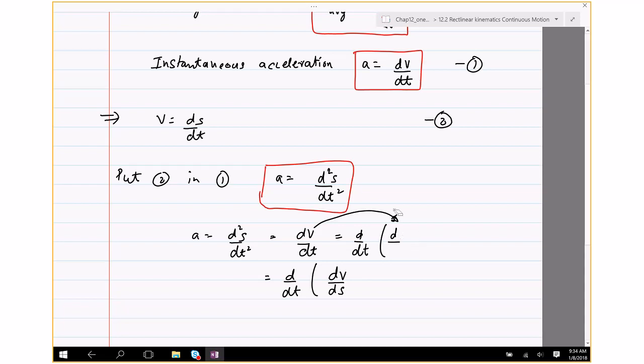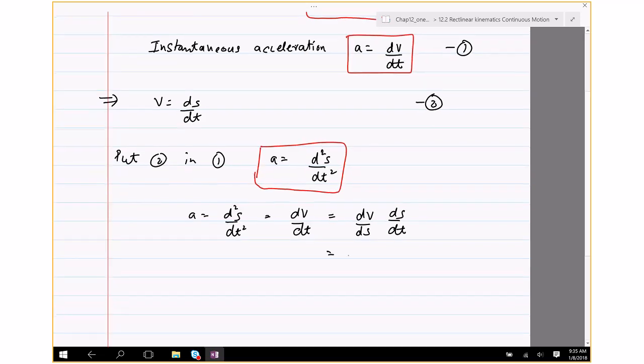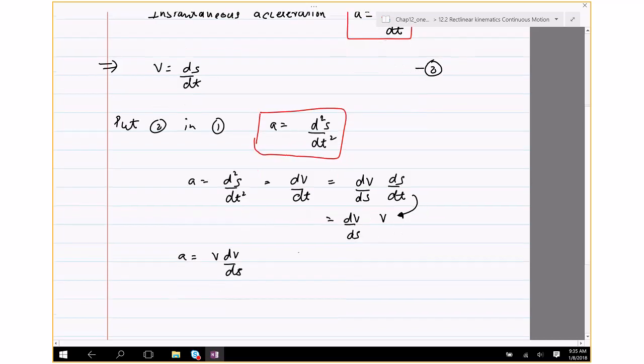Sorry, let me rewrite it slightly differently. I'm going to write this as, by chain rule, dv/ds times ds/dt, right? I could write that because essentially ds cancels. That's the chain rule, we get dv/dt. But ds/dt is v. So acceleration is v dv/ds. Or in other words, a ds is v dv.